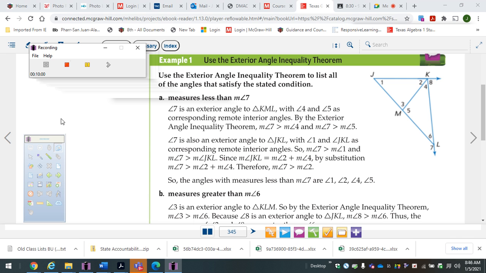Okay, so let's come in here. We're going to find measures greater than angle 6. Where's angle 6? Well, if we look at angle 6 right here, what do we know about that one? Anybody know anything about that one?